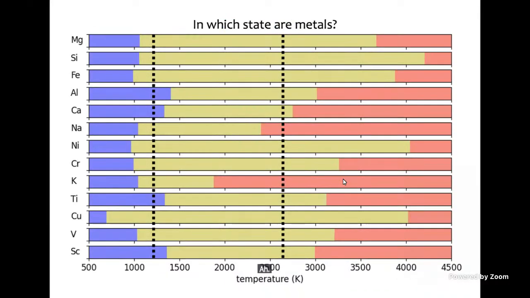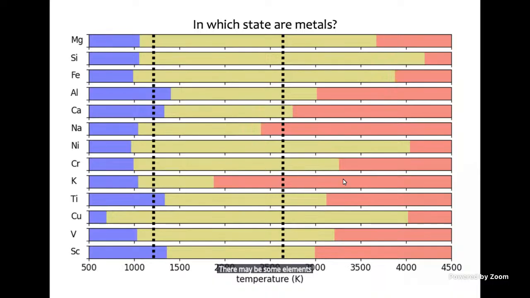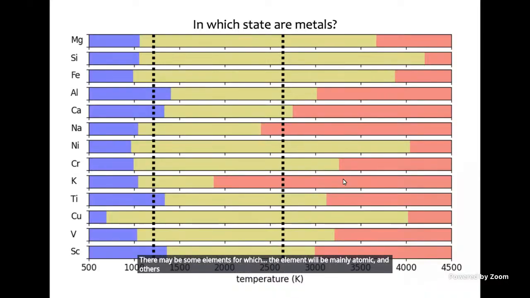Okay. I was saying that in this yellow part, you may find either neutral atoms or molecules, and this depends a lot on the element. There may be some elements for which the element will be mainly atomic, and others for which it will be mainly molecular. And this, as I told you, depends a lot.